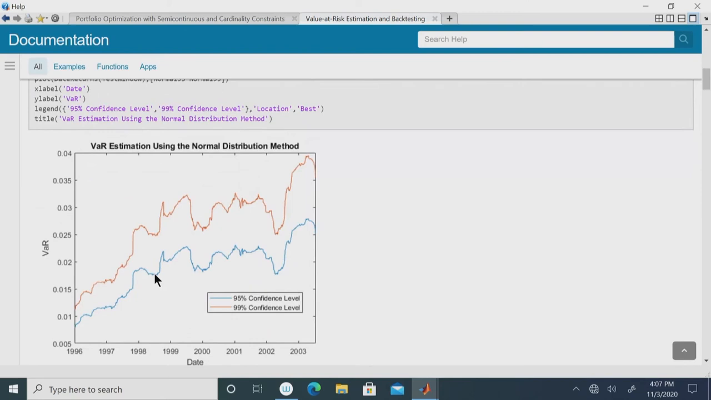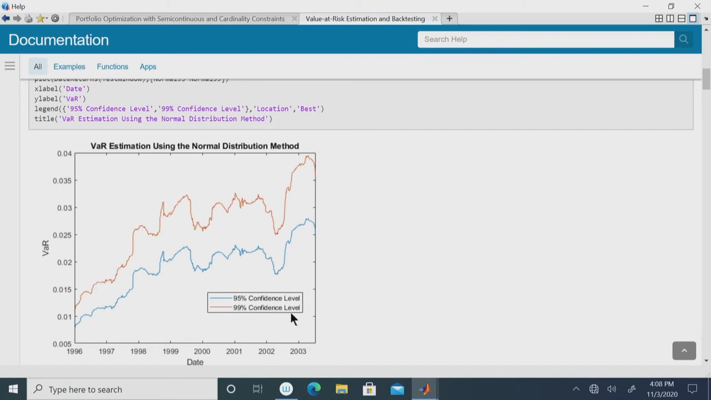Suppose that on 1st January 1996, or for the entire period of 1 year, you are making use of the data, looking at the return and fitting it to the normal distribution, and you are using this to estimate the value of the VaR on 1st January 1997 and so on. So, you are going to have a VaR on a daily basis, and if you plot this VaR, the value at risk for the entire period under consideration, what you see here is the progression of the estimate of VaR using the normal distribution method. The one in blue is at a 95% confidence level, and the orange graph is the one at 99% confidence level.